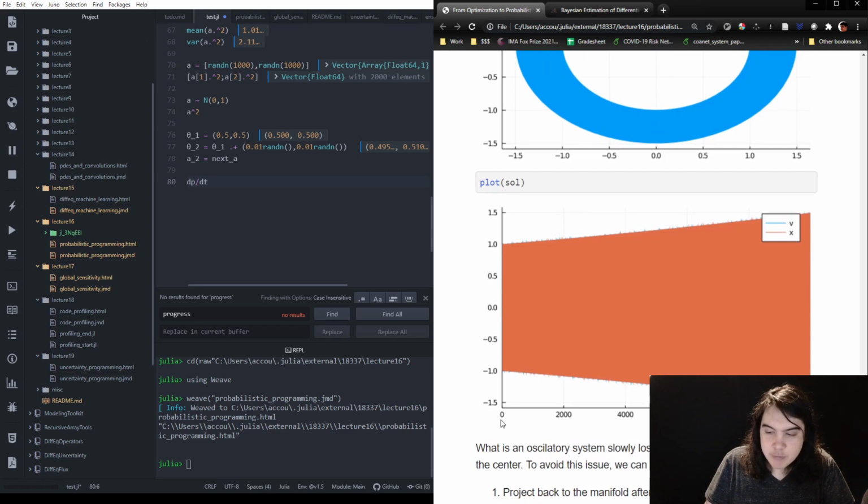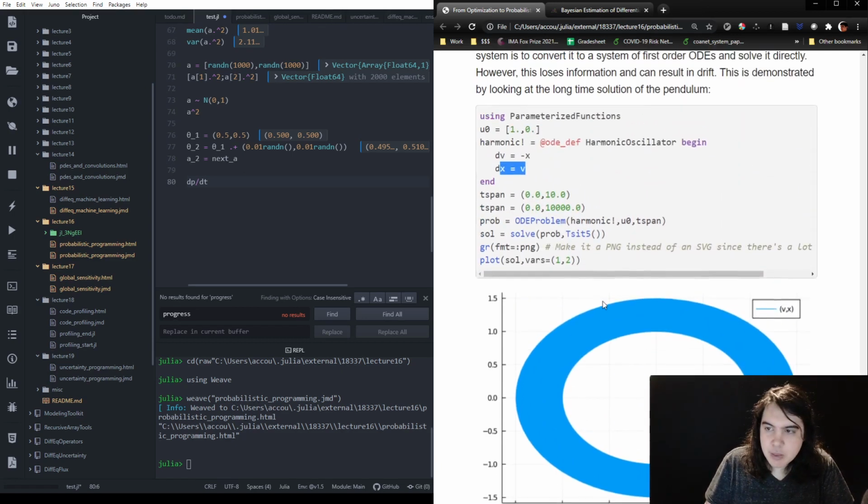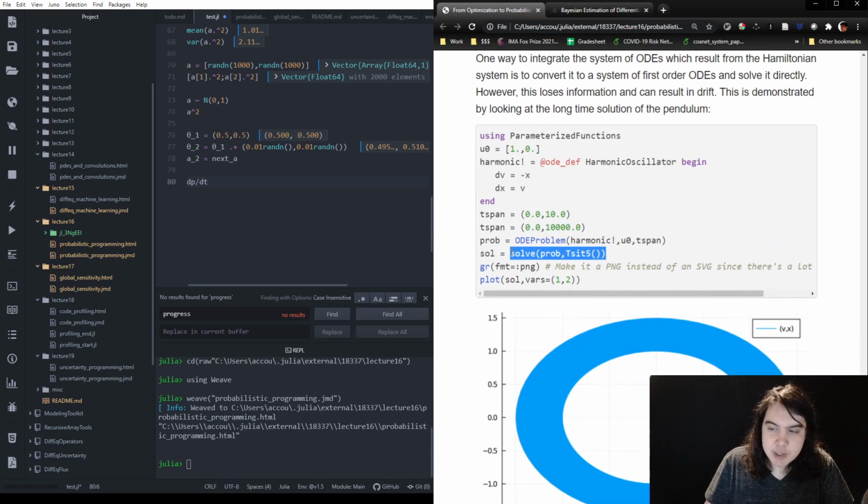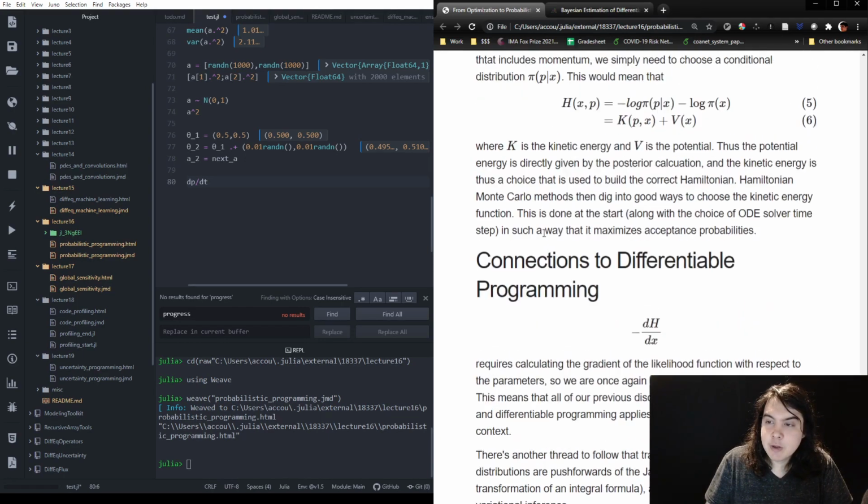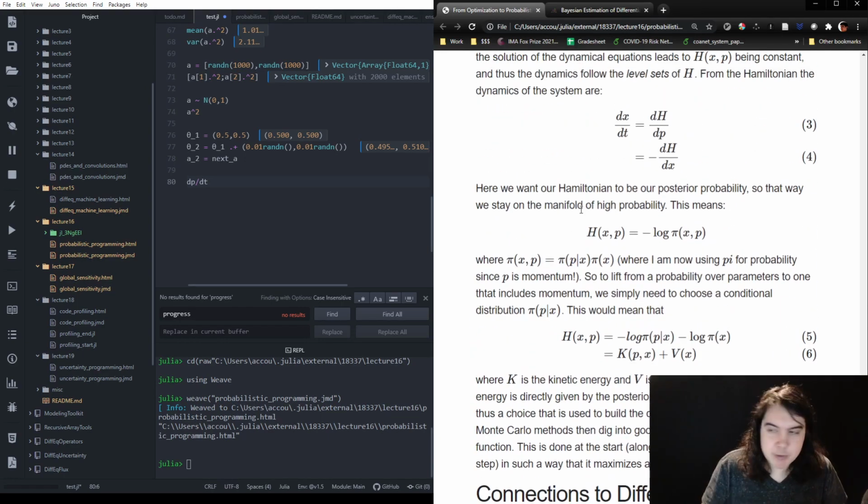But if I solve it for a very long time, what I see is that I don't keep on going from 0 to 1; it starts diverging out to infinity. The reason is that this ODE solver is not an ODE solver that conserves energy. So what's going on here, right?